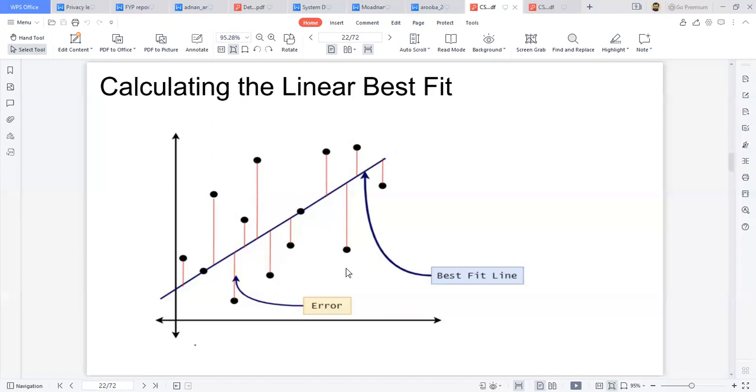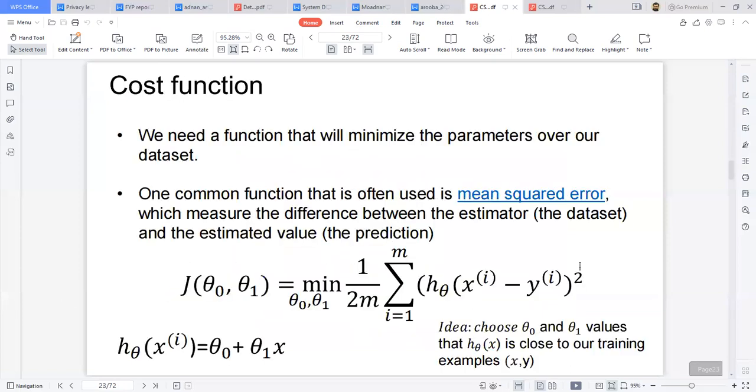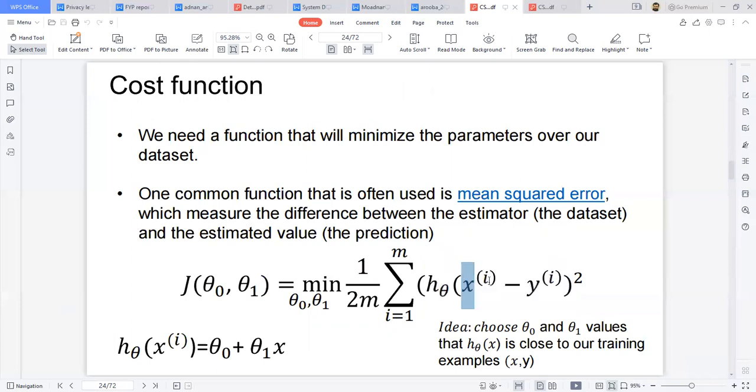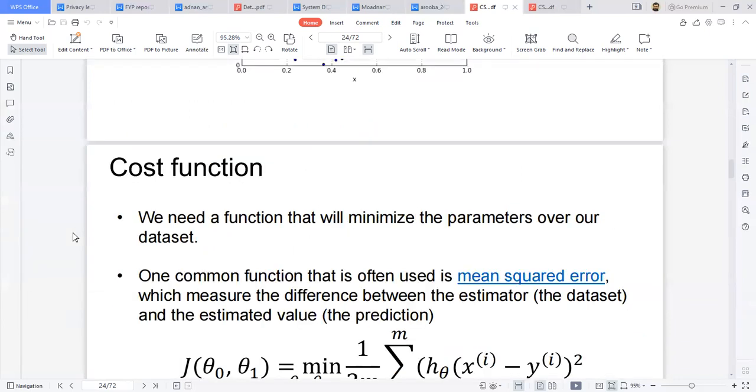How will we calculate this error? We will calculate it by this formula. We know the mean square error formula. We have to take our value and the actual value, calculate the difference between the two values, and then take the average, and we will find the mean square error, how much error is given. So how will we calculate this?